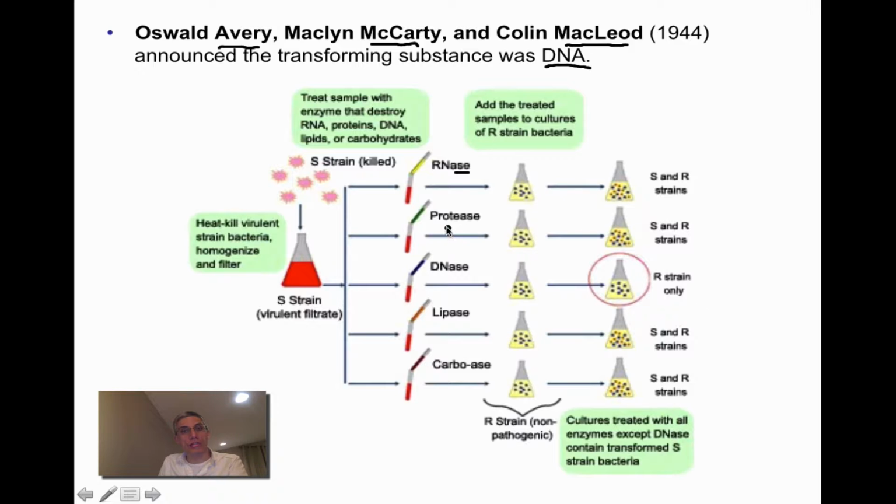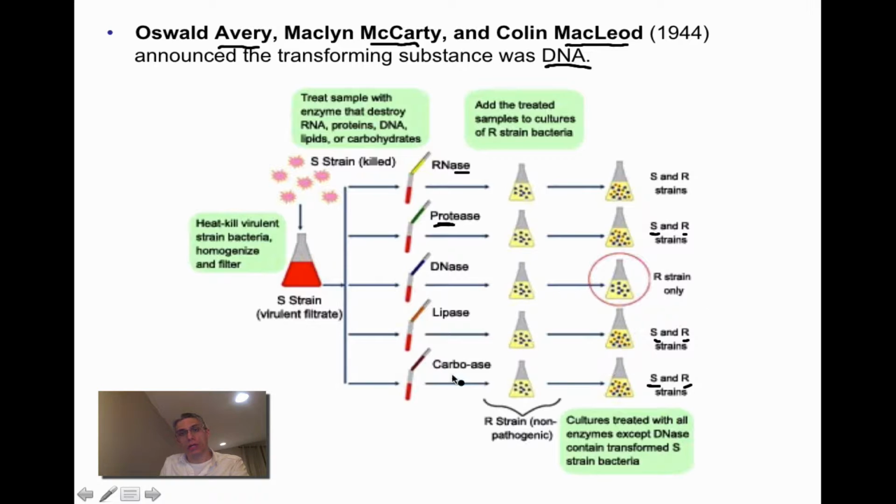Now if you notice for the second group, what he did is he left the RNA, he left the DNA, the lipids, and the carbs, but he removed the protein. This was a protease. And what he noticed is, again, he added the treated samples to cultures of R strain bacteria, so those harmless bacteria, and at the very end, he still got both S and R strains. Now, down here for lipids, I intentionally skipped this middle one, he went ahead and removed the lipids, kept the other 4, and off to the right again, we're still getting the S and the R strains. Down here towards the bottom, he removed the carbs, but kept the other 4, still got the S and the R strains.